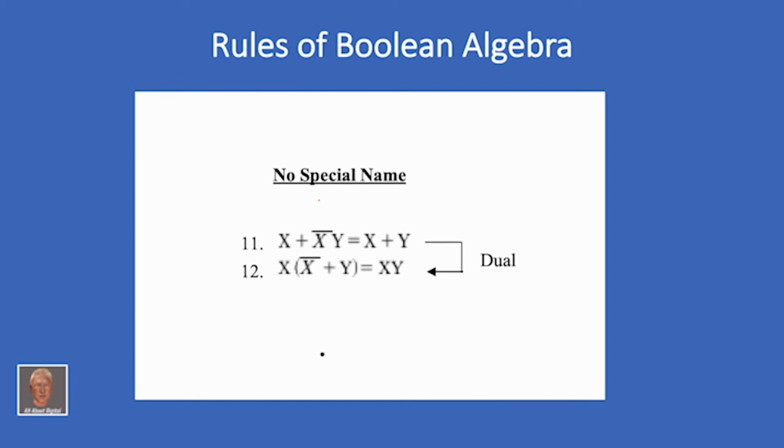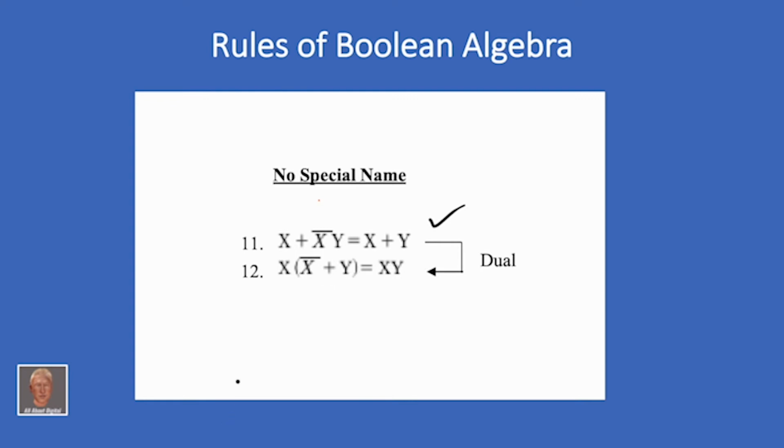Okay, let's talk about this next one here. This one here you use a lot too, and I call it no special name because I've never found a name for it. If any of you can find a name for it, that would be awesome, but I just call it no special name, and what it says is if you have a variable x plus its complement times another variable, that's just equal to x plus y. And the dual of that is x times, we're doing the intersection instead of the plus, x times, parentheses, x bar plus y is equal to xy.